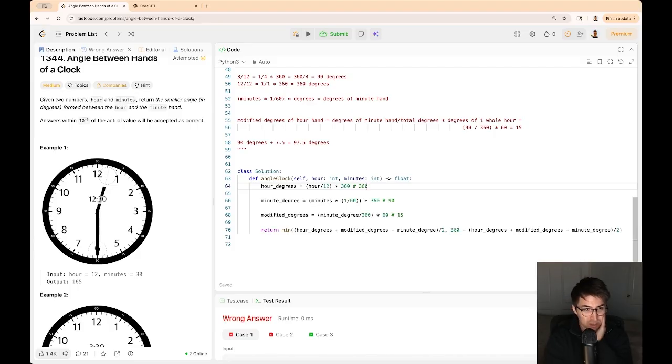Minutes plus 1 divided by 60. Minutes are 30. 30 divided by 60 is 1/2. 1/2 times 360, 180. Modified degrees is 180 divided by 360 is 1/2. One half times 60 is 30. But that doesn't mean it moves 30 degrees. It moves 30. That means it moves 1/2 of 1 hour.